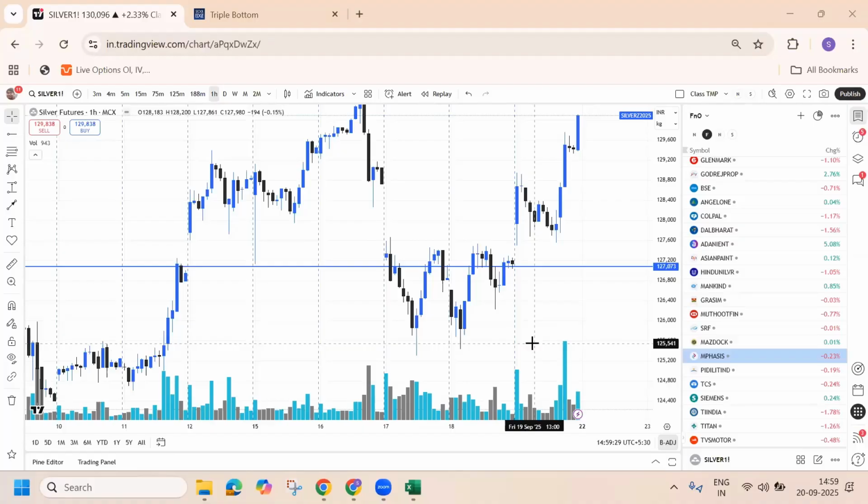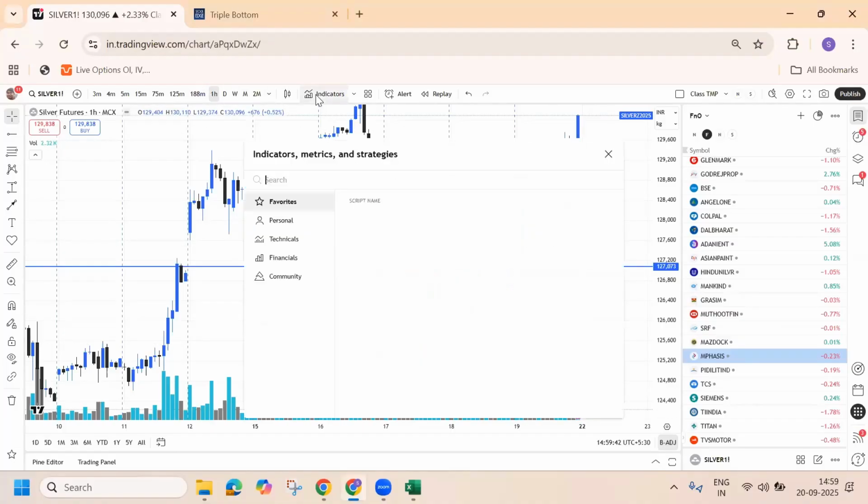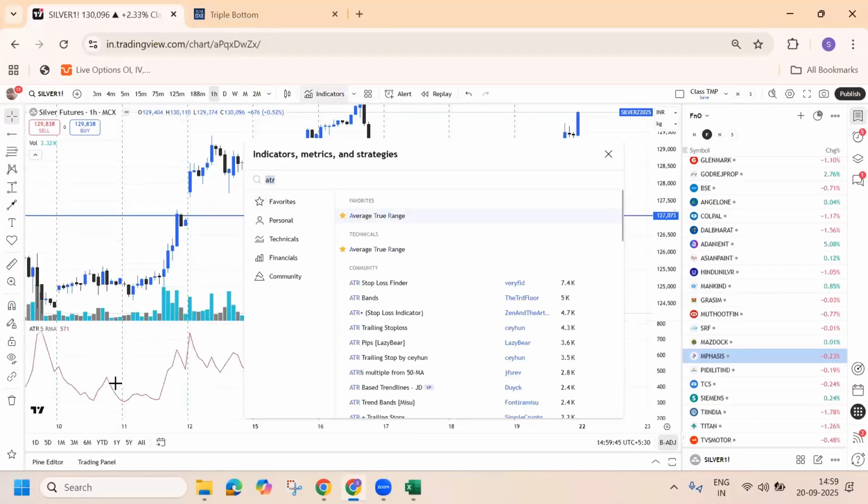Sir, can you give us the setting of the ATR in TradingView again? I just want to check that. It is a 5 period ATR, sir. Type ATR, Average True Range. 5 period ATR, as simple as that.